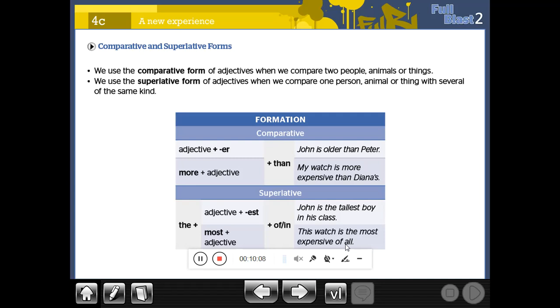So I say this watch is more expensive than, this watch is the most expensive of all. If I compare between two, I say more. This watch is more expensive than that watch. But if I compare between more than two, I say this watch is the most expensive of all. Okay.